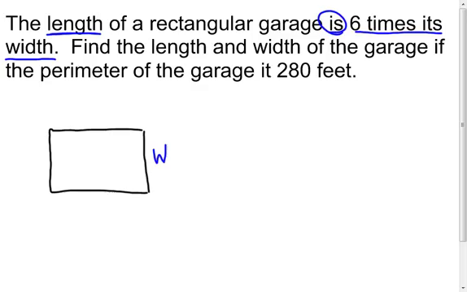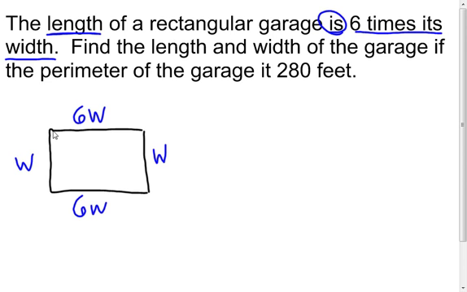Well then, if the length is, and "is" means equal a lot of the time, 6 times the width, my length, which is up here, is 6 times the width. I'm going to take the width, this W, and multiply it by 6. Now I have my length, I have my width. In a rectangle, as we all know, opposite sides are congruent. So now I have a rectangle that looks like that. My sides are all marked. I don't know the actual measurements, but I know them in terms of W.